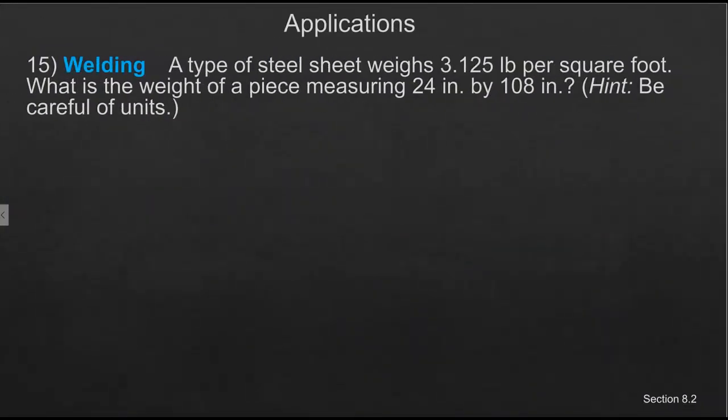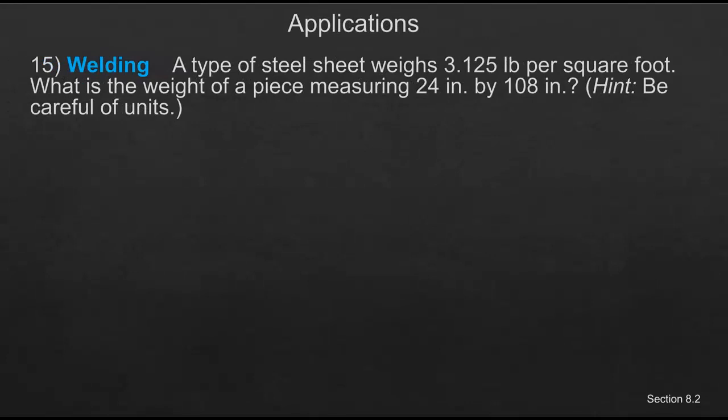And then here's our last example. A type of steel sheet weighs 3.125 pounds per square foot. What is the weight of a piece measuring 24 inches by 108 inches? Well, we have to convert these to feet. We don't want to calculate in inches because it's per square foot right here. So we definitely want to change these to feet. So 24 inches would be 2 foot, and 108 inches would be 9 foot.